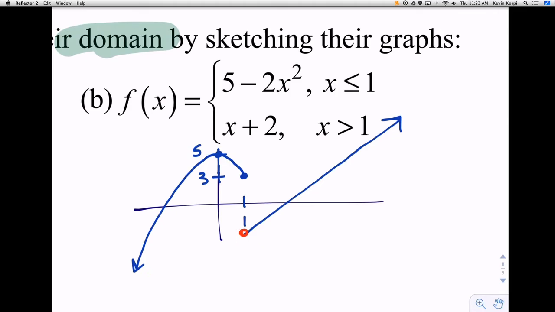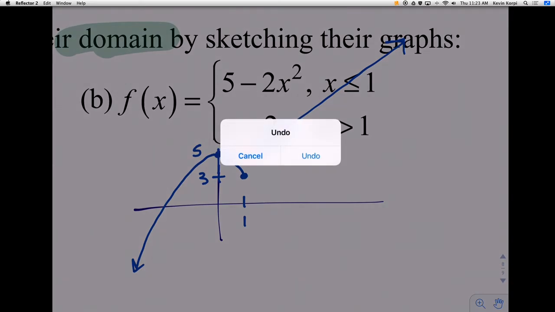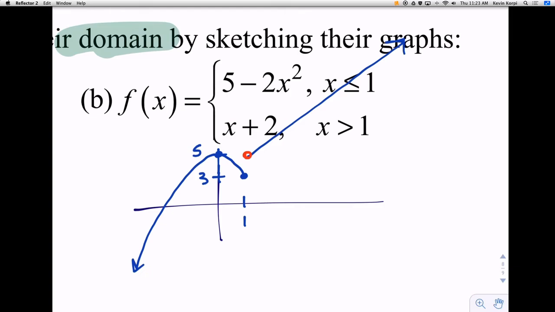However, what if this was actually moved up? Okay. Now there's still no absolute max, absolute min. Would this still be a local min? Yes, we would still have a local minimum of 3 at x equals 1.